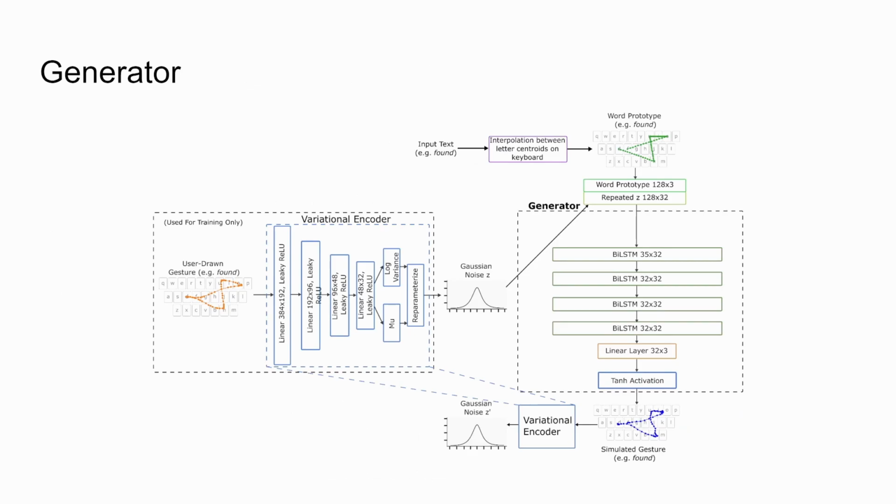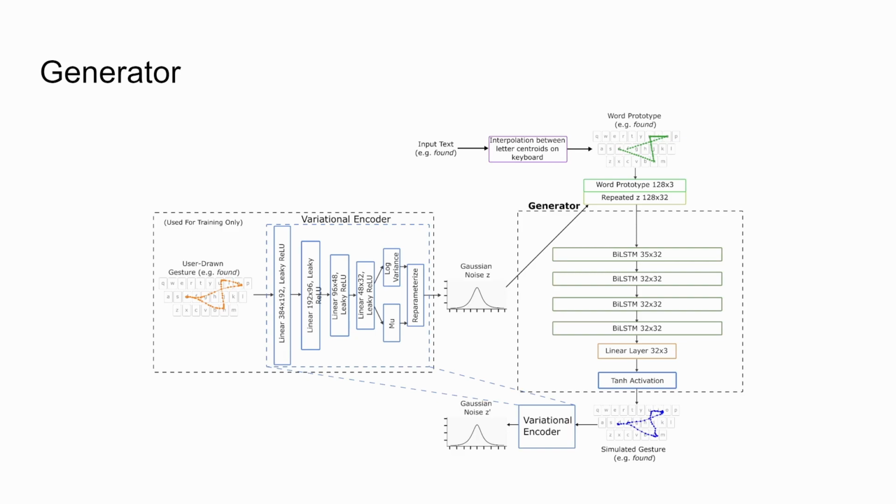Depicted here is a diagram of the generator structure. In training only, the variational encoder is used to encode user-drawn gestures into a Gaussian latent code. Like the variational autoencoder, the reparameterization trick is used to ensure that the output code is in a Gaussian distribution. This Gaussian latent code is then concatenated with the word prototype as input into the generator.